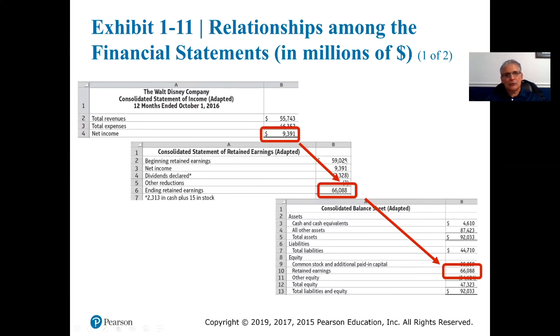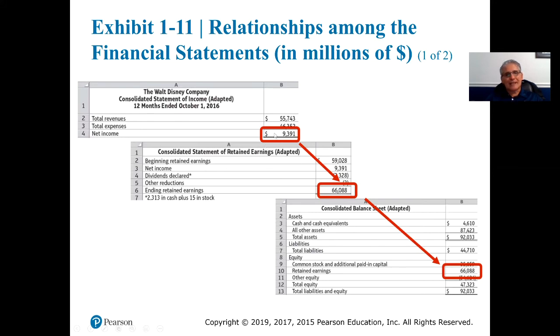And this is added to the beginning retained earnings, and then you're going to subtract other things. But with the statement of retained earnings, we end up with a report that shows how much the ending retained earnings is as of a specific time, 66 billion. That number then flows through, that's presented on the balance sheet. And the equity section of the balance sheet, which now we know that retained earnings is under the equity section, shows the 66 billion, 88 million.